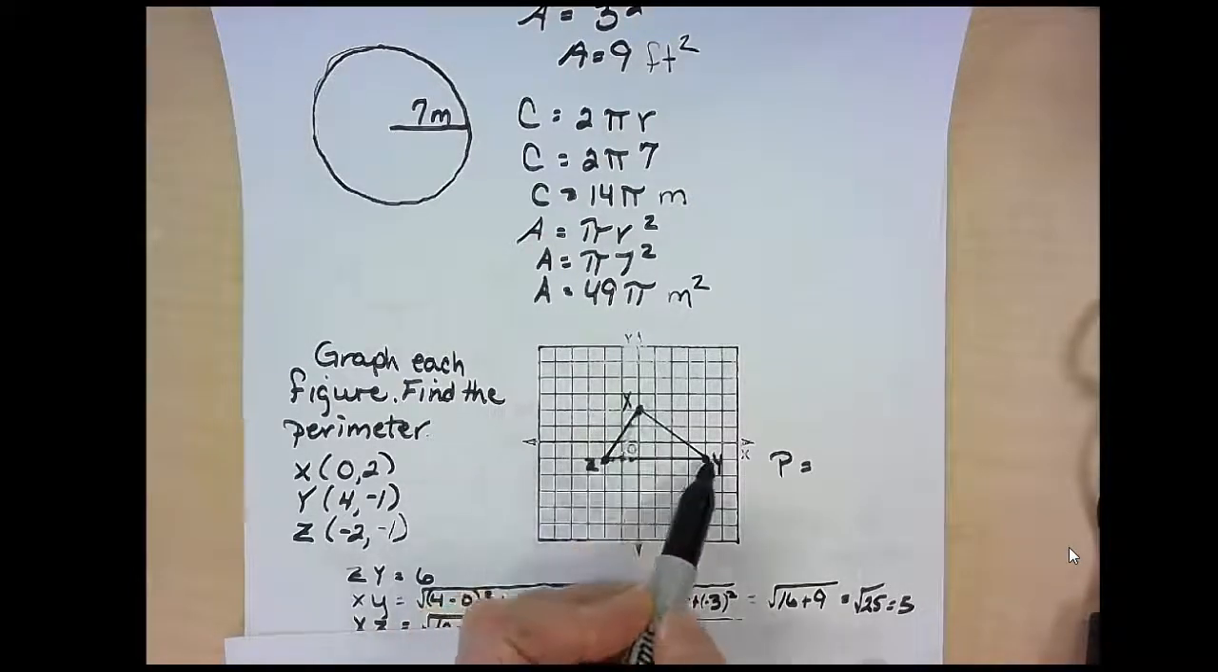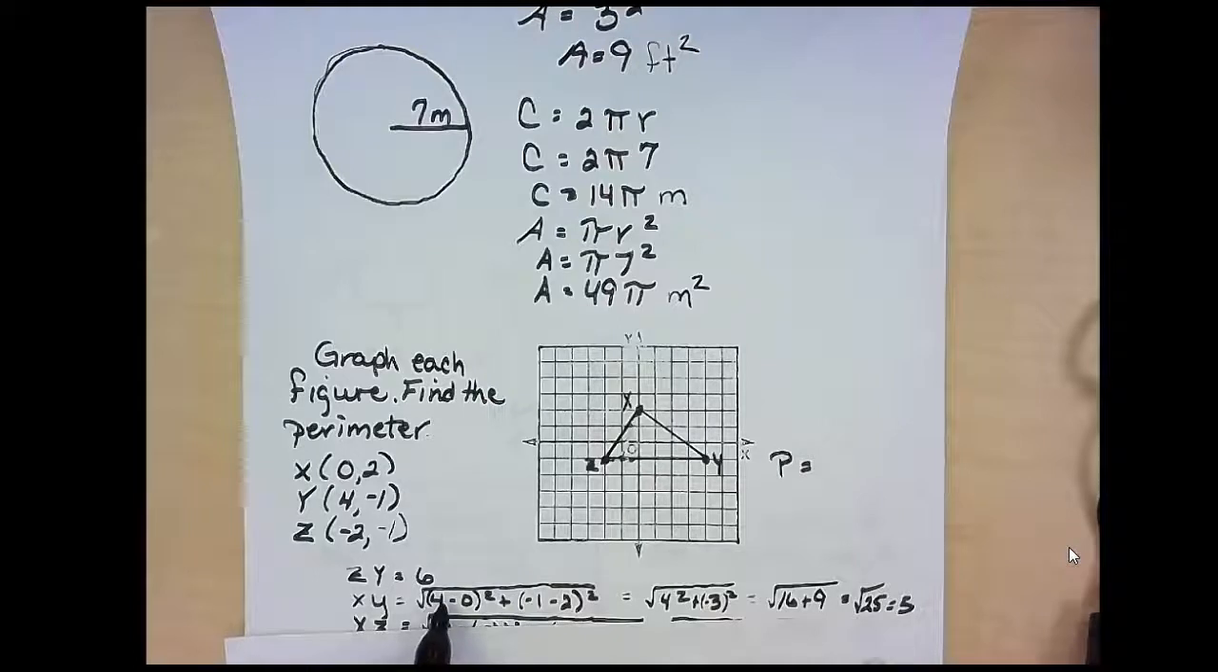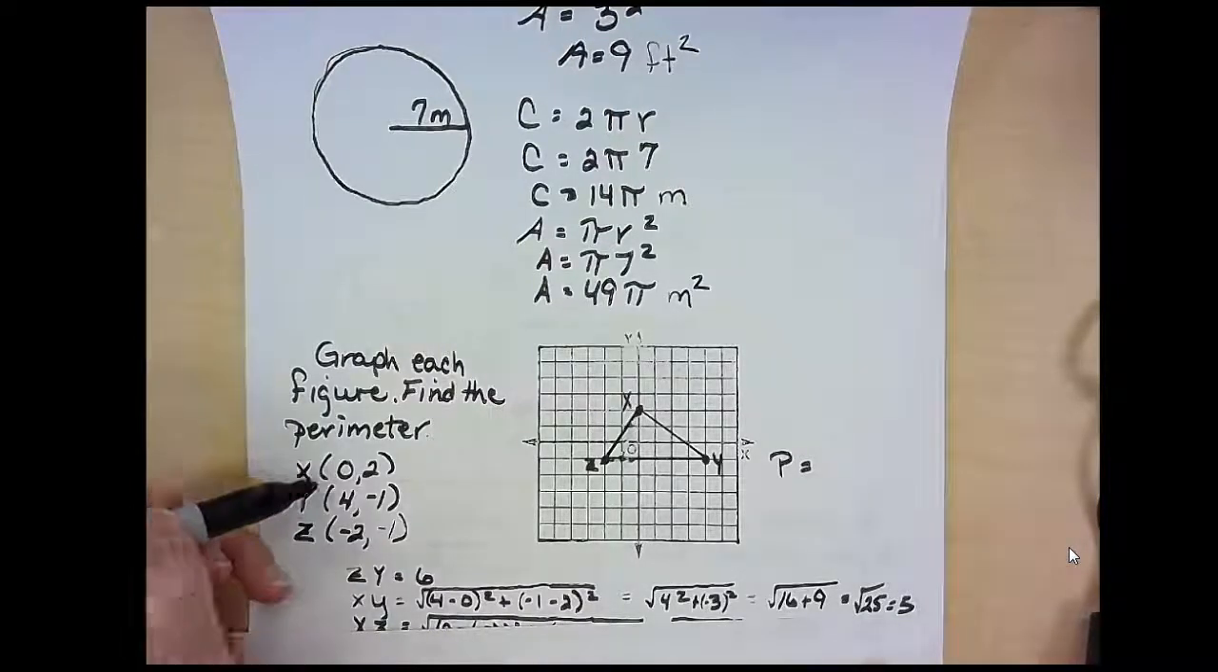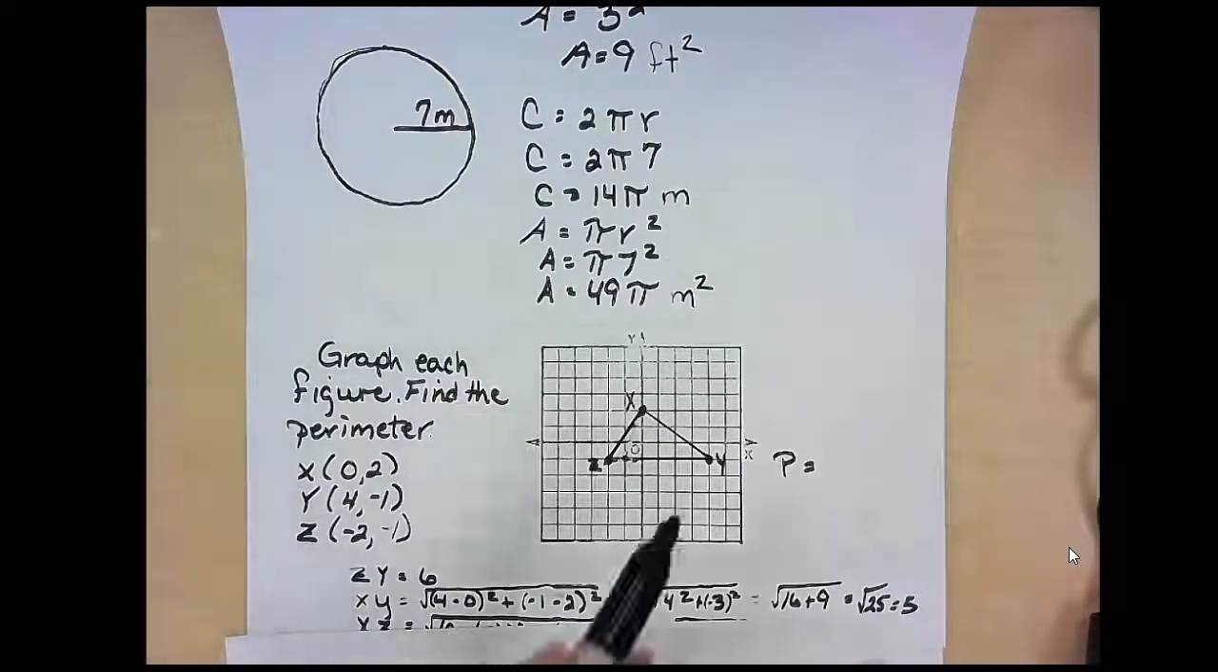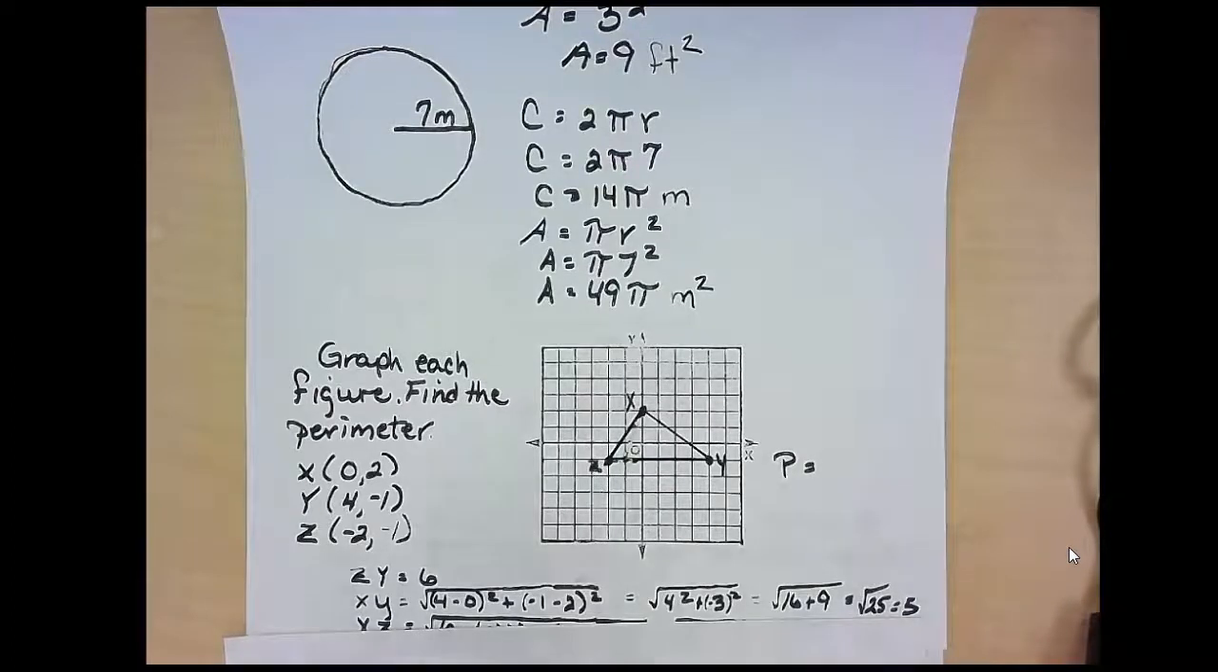So for XY, my x value was at 0, my y value was at 4, so 4 minus 0, and then we were at negative 1 minus the 2. It might be easier than looking on the graph. So 4 minus 0 is just 4, 4 squared is 16, negative 1 minus 2 is negative 3 squared, which is positive 9. Add them together, 16 plus 9 is 25, take the square root, and that length of XY is 5.